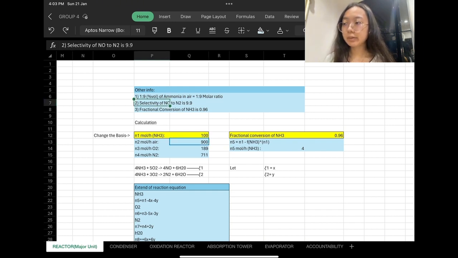Next, the selectivity of NO to N2 is 9.9. Lastly, the fractional conversion of NH3 is 0.96. These three pieces of information allow us to make our DOF become 0, and we can start our calculation now.